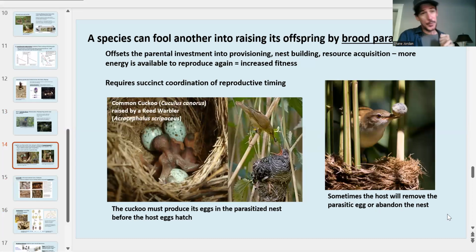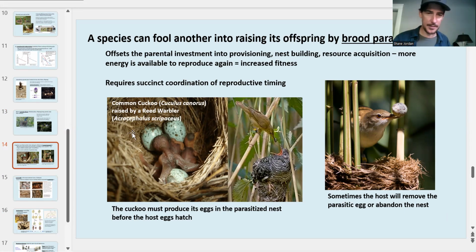They don't really have to invest any time or energy into raising those offspring at all, and they can pretty much immediately go on and start trying to find more mates, thus increasing their fitness because they're not spending time provisioning these offspring. They're not spending time trying to build nests. They're not spending time trying to acquire resources.